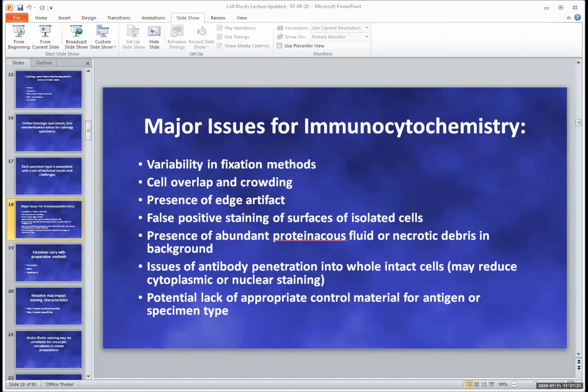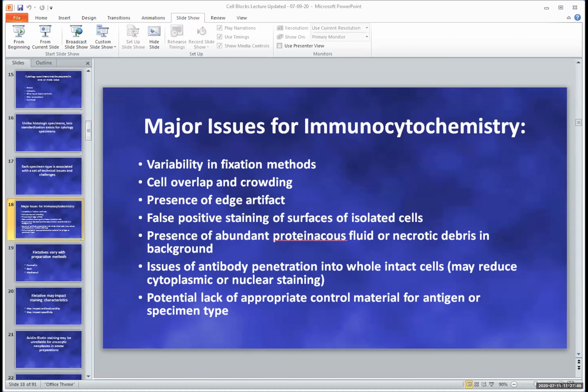And some of the major issues with immunocytochemistry are that there's variability in fixation methods. Clearly, some specimens are alcohol fixed, some specimens are formalin fixed, some are simply air dried and processed. All of these will have an impact on the results and outcome of our immunocytochemistry studies.